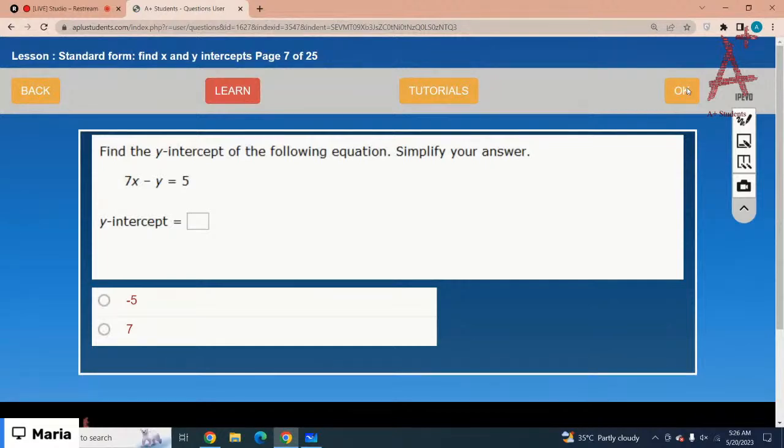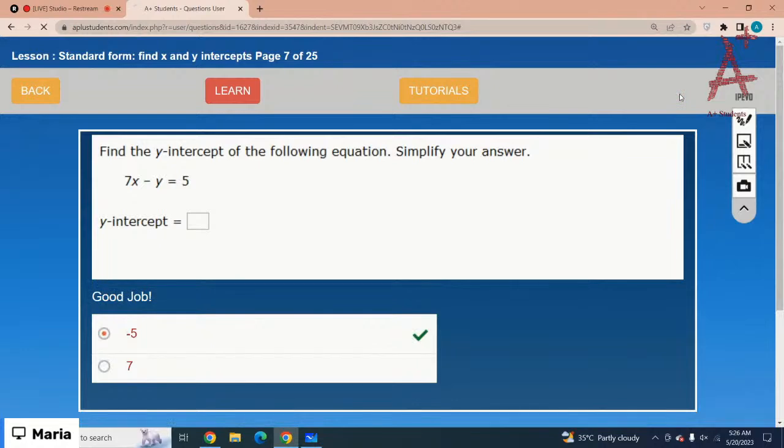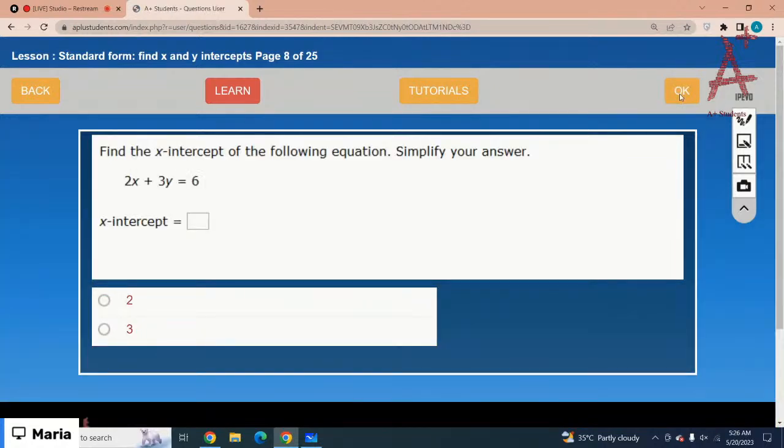Okay, find the y-intercept of the following equation. You have to put x equals 0, and it would be negative 5. The correct option is negative 5. Okay, 2x plus 3y equals 6. You have to calculate the x-intercept. That means you need to put y equals 0. So it would be 2x equals 6, that means x equals 3. The correct option is 3.